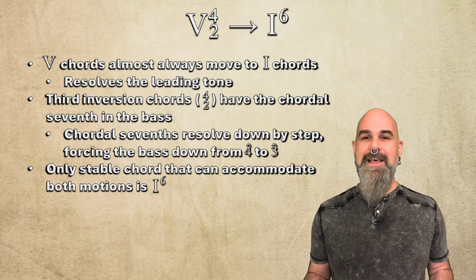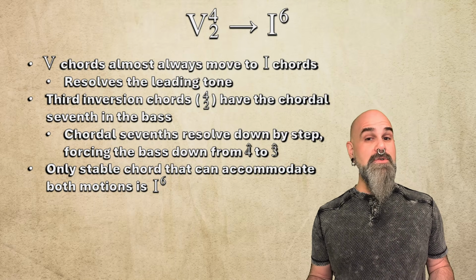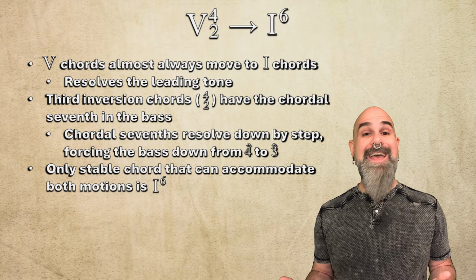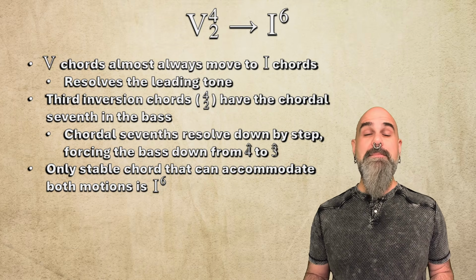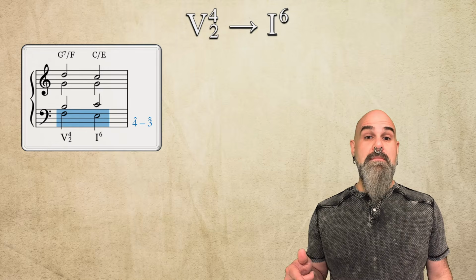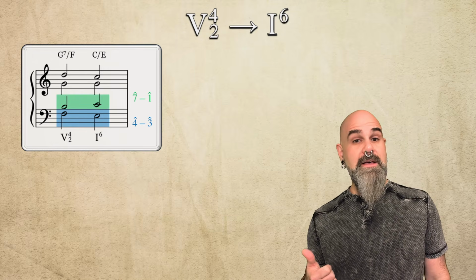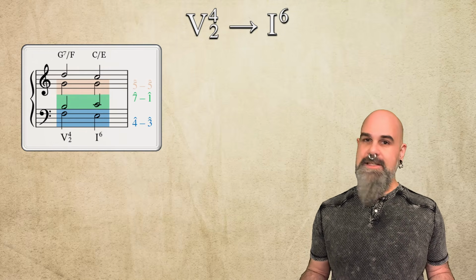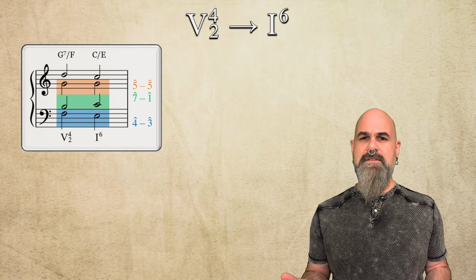But that's good news. That means when we come across a 5-4-2 chord, we know where it's going. And luckily, the voice leading is about as straightforward as it gets. The bass steps down 4 to 3, the leading tone resolves up 7 to 1, and one voice stays on 5. Those are all obvious, right?